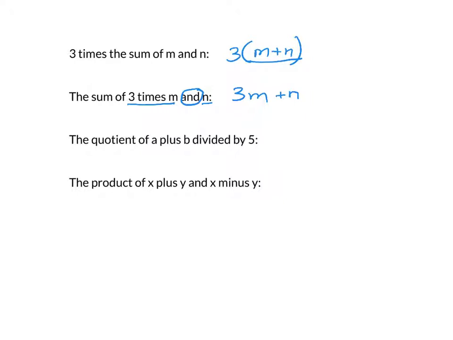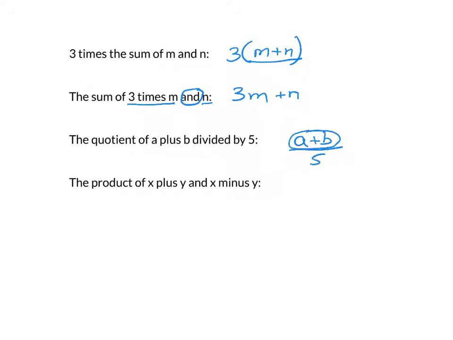The third one, the quotient of a plus b divided by 5. So I know I'm going to need a quotient, and I need a plus b divided by 5. And there's my quotient, because quotient is division. The quotient of a plus b, here's a plus b, divided by 5.